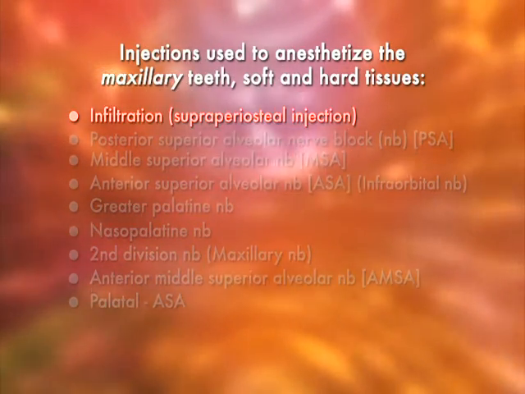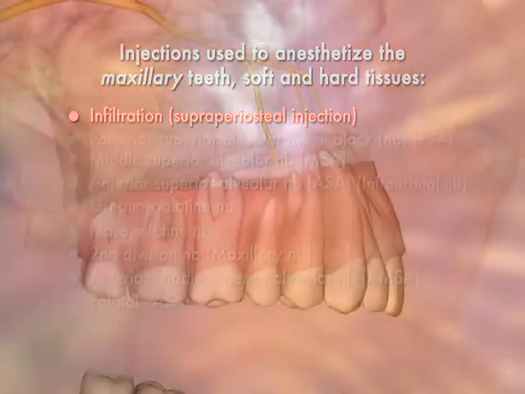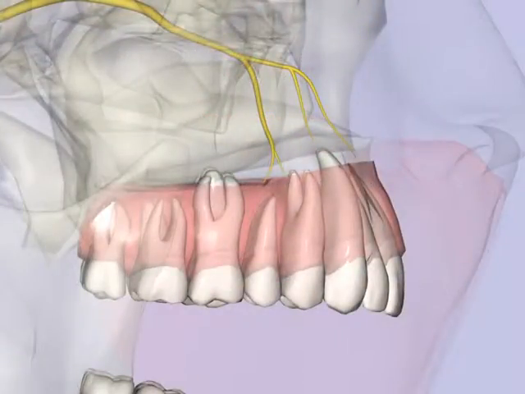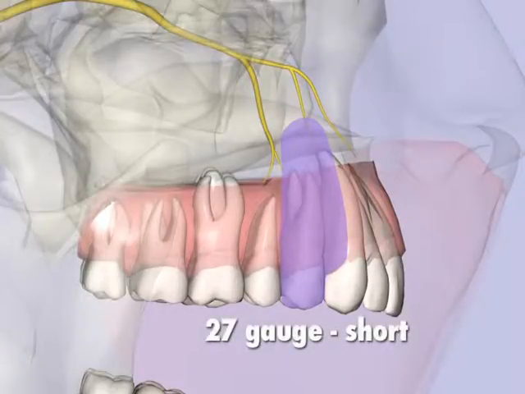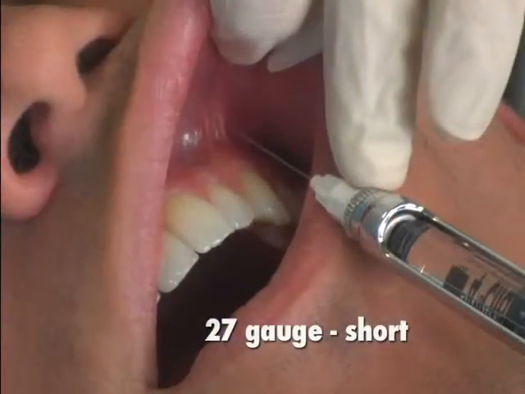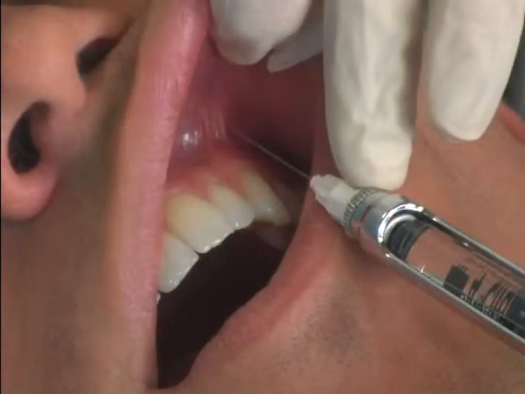Maxillary infiltration is used to achieve pulpal anesthesia of one or two maxillary teeth. The area anesthetized is the pulp and the buccal soft tissue and bone of the tooth anesthetized. The recommended needle is a 27 gauge short. The insertion site is in the height of the mucobuccal fold over the apex of the anesthetized tooth.